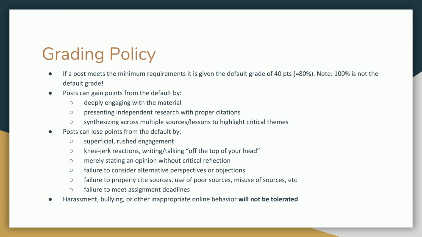If you're writing superficial engagement, if it's rushed, if it looks like you wrote 350 words and then just hit submit in like 35 minutes right before the deadline, surprise, I can tell when you've done that, and it'll make you lose points in your post. Even if you got to the minimum word count, even if you got 450 words, but it's 450 words that you just spit out off the top of your head right before the deadline, that's not going to reflect well, and your grade might be below 40 points.